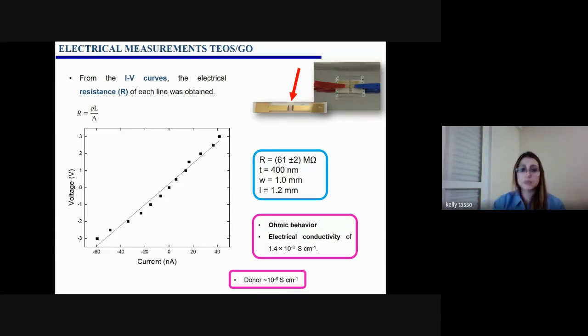A value of 3 orders of magnitude greater than the donor film was determined. That indicates an improvement in electrical conductivity after the transfer process, supporting the results of the Raman measurements, since graphene oxide is more resistive.